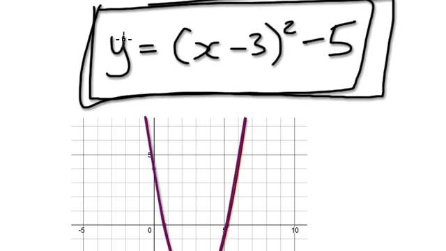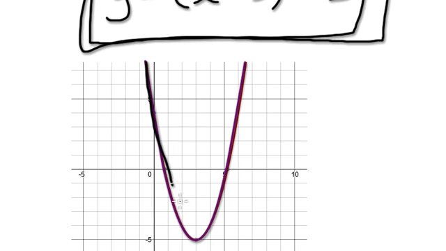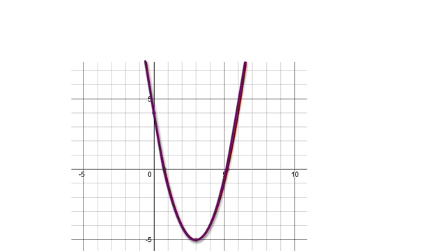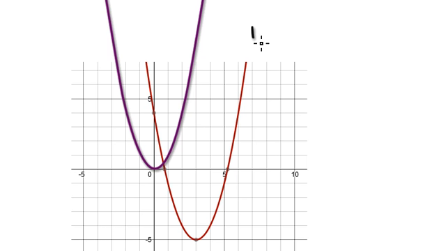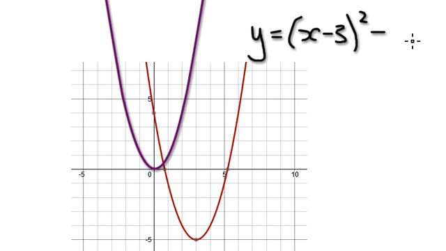Which, by the way, happens to be this purple line here, but imagine you didn't know that. So what you do is you start off with visualizing y equals x squared. So here we are trying to sketch y equals (x minus 3) squared minus 5. This is what we're trying to sketch.